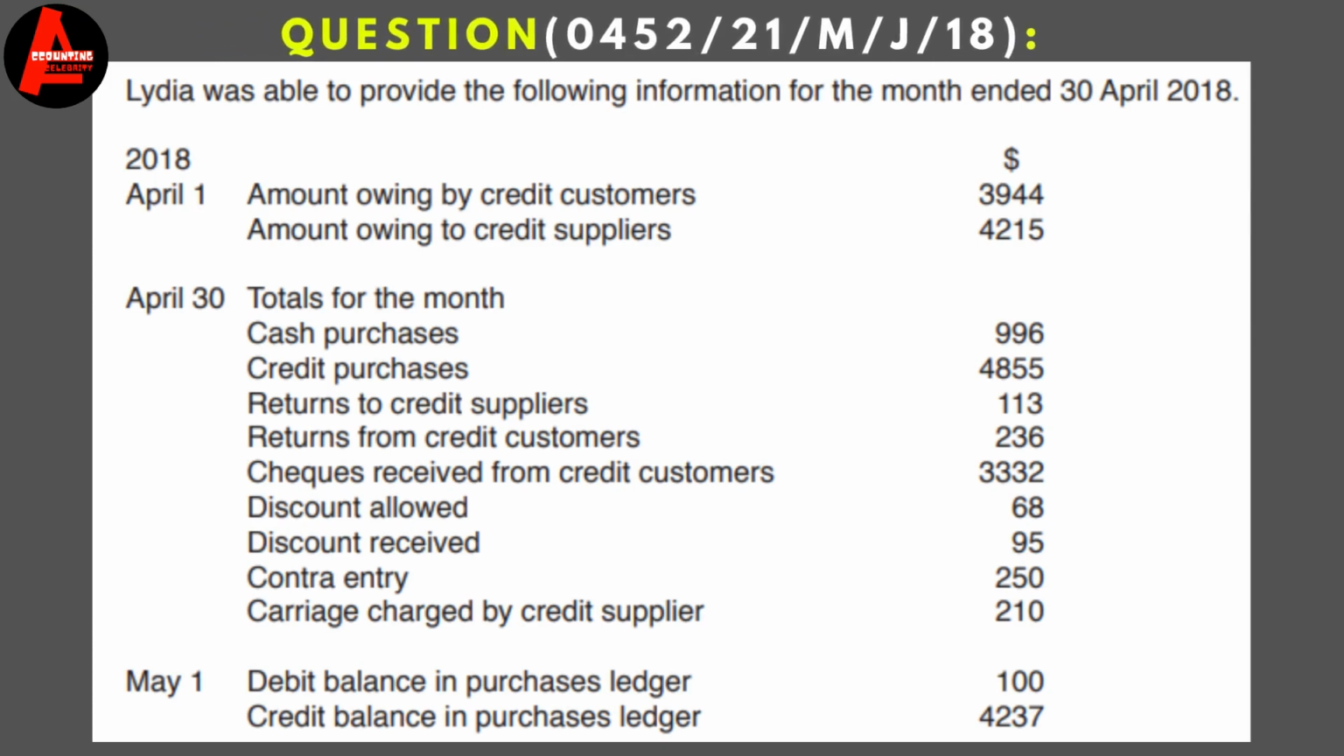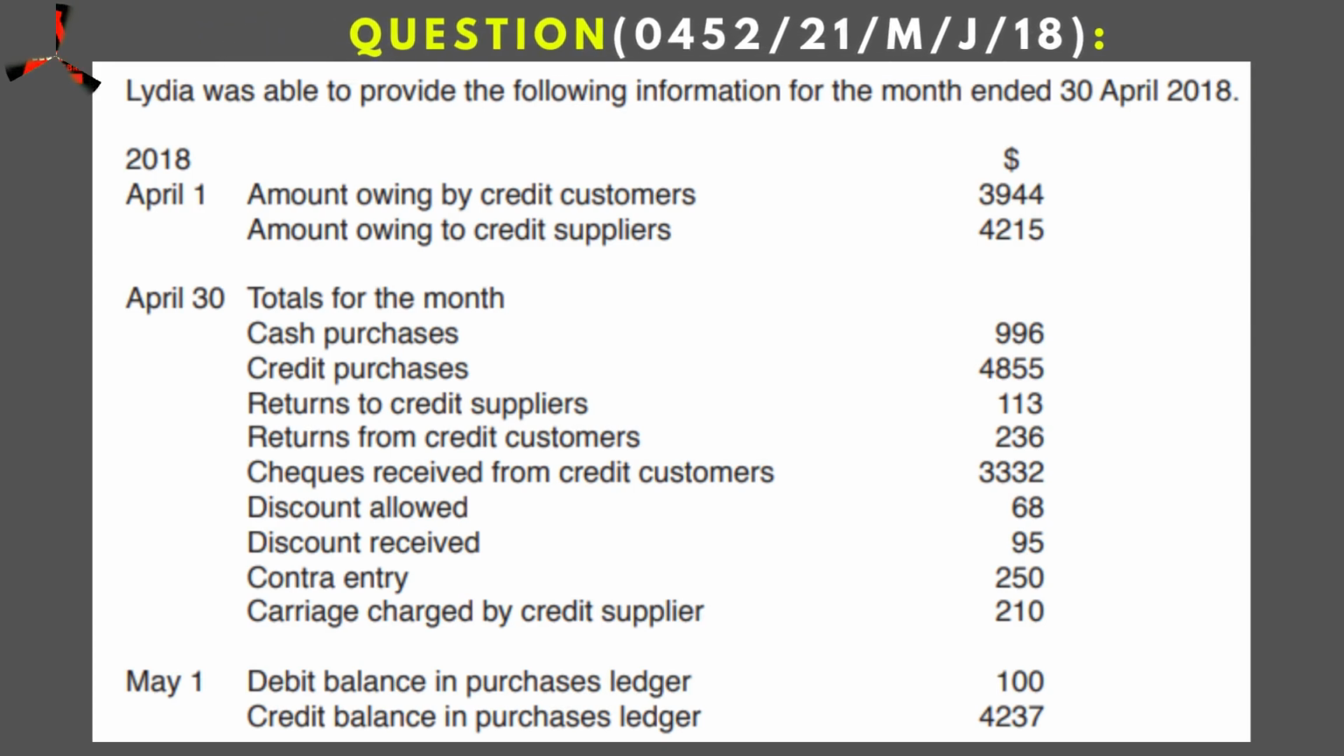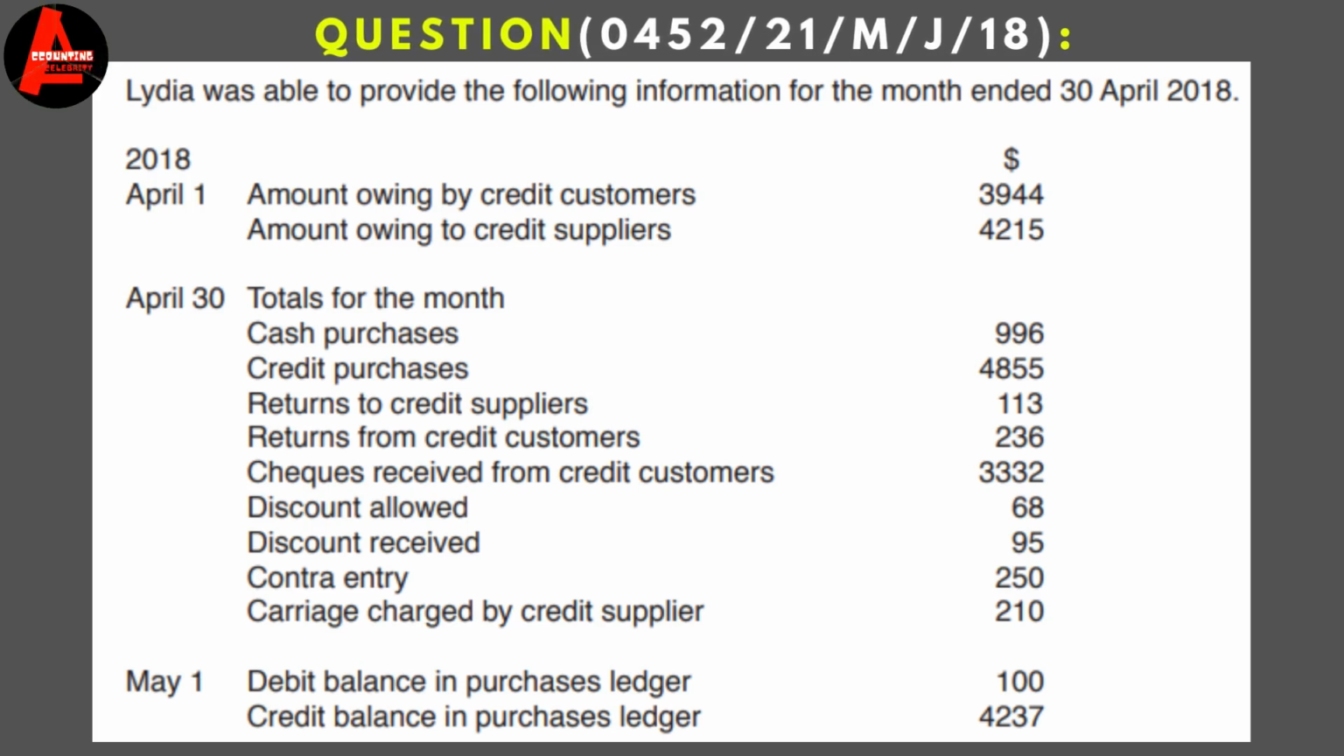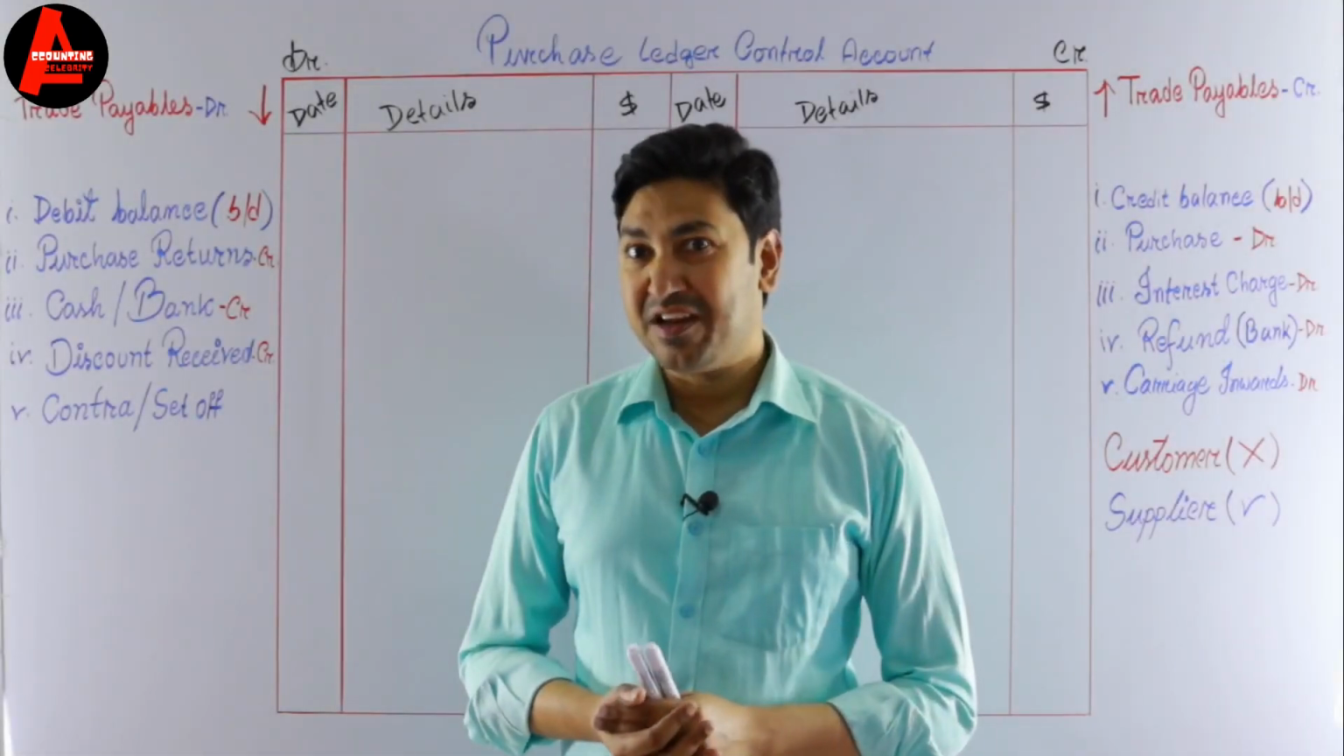Okay, so here the amount owing by credit customers, we have to ignore this one. Amount owing to credit suppliers, $4,215. Okay, so this is an opening balance.